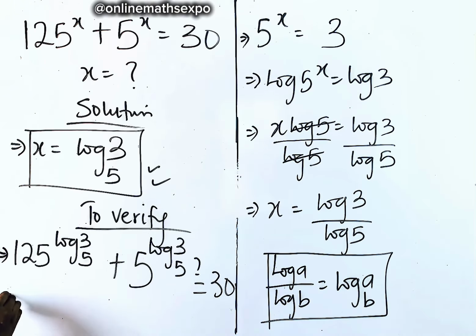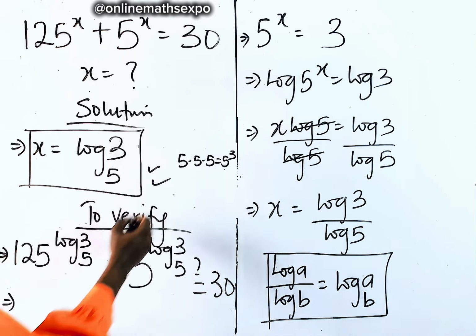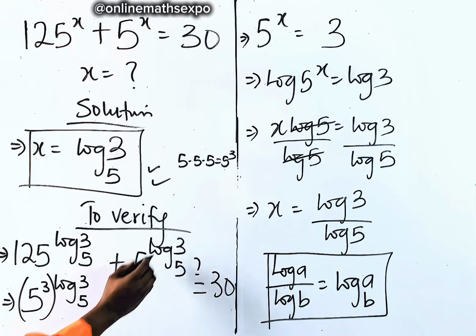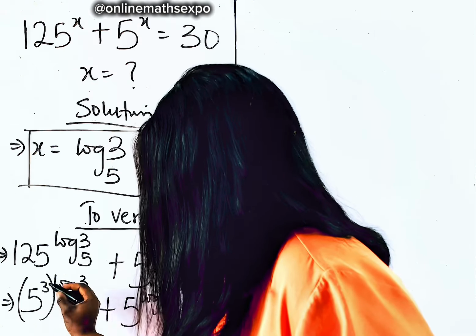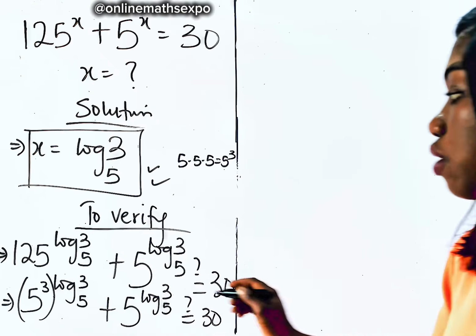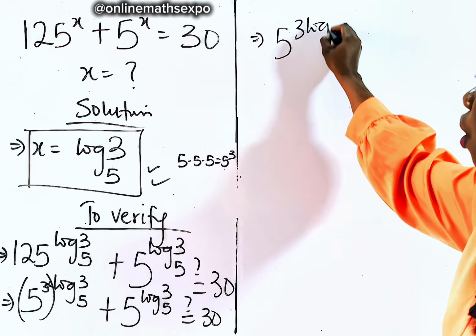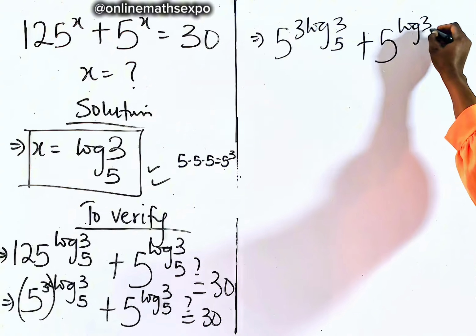We remember that 125 is 5 multiplied 3 times, as we said earlier. So this is 5 cubed raised to the power of log 3 base 5 plus 5 to the power of log of 3 base 5. Will it still be equal to 30? Let's keep solving. To open up this bracket, remember you multiply the powers. So we're going to multiply this and it gives us 5 to the power of 3 log 3 base 5 plus 5 to the power of log of 3 base 5.